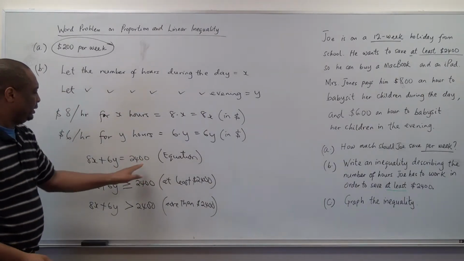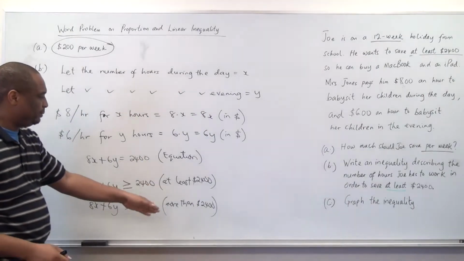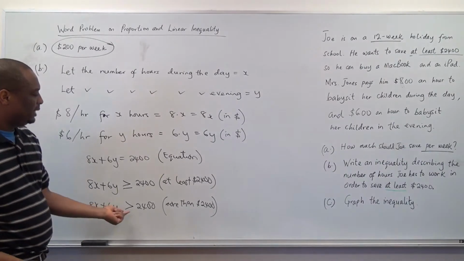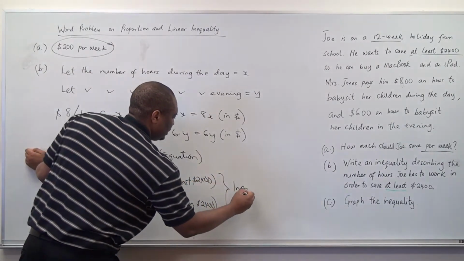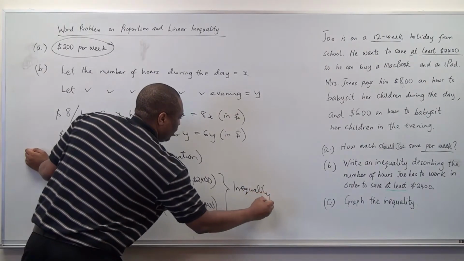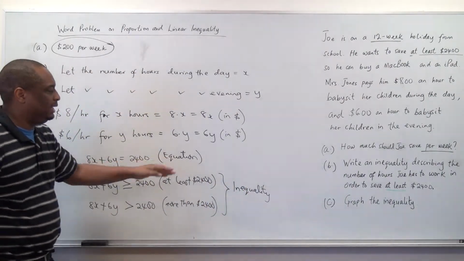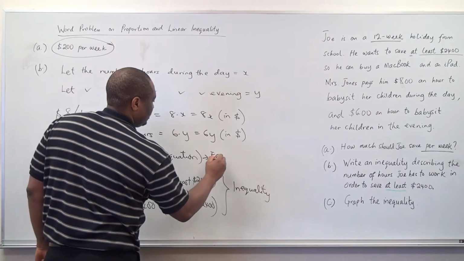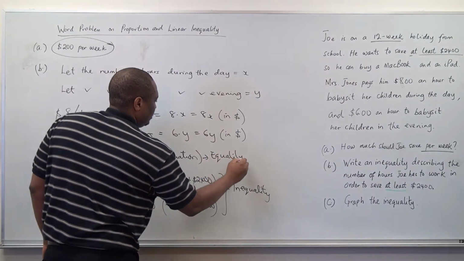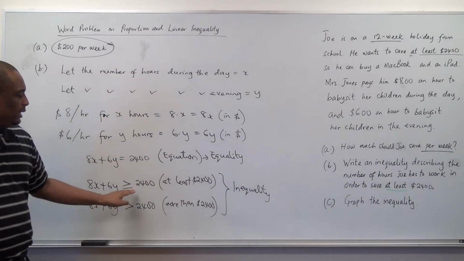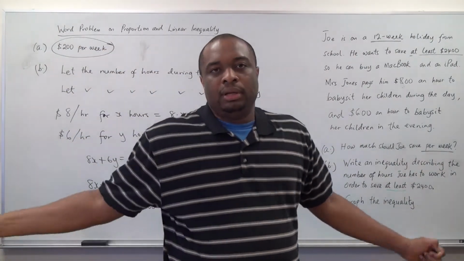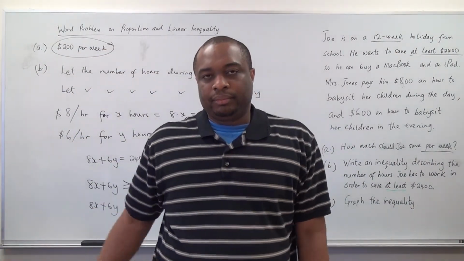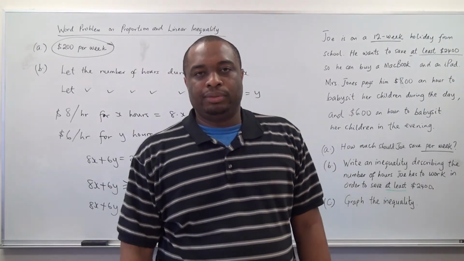This is just to make $2,400. This is to make at least $2,400. This is just to make more than $2,400. These two are inequalities. Equality and inequality. Equality is the equation, you have equal to, and inequality you have either greater than, less than, greater than or equal to, or less than or equal to.